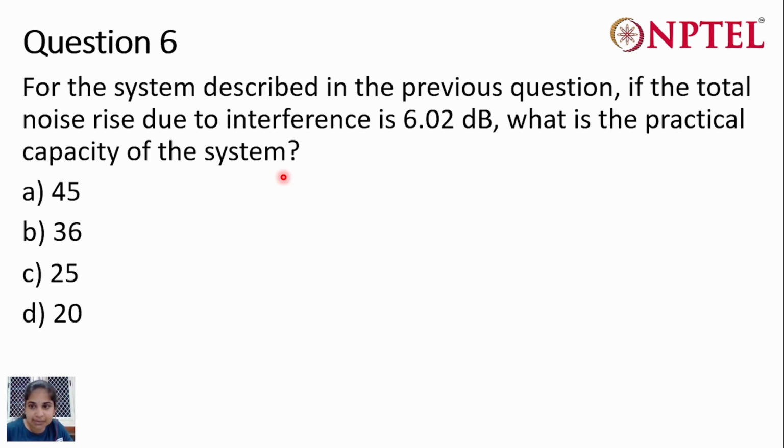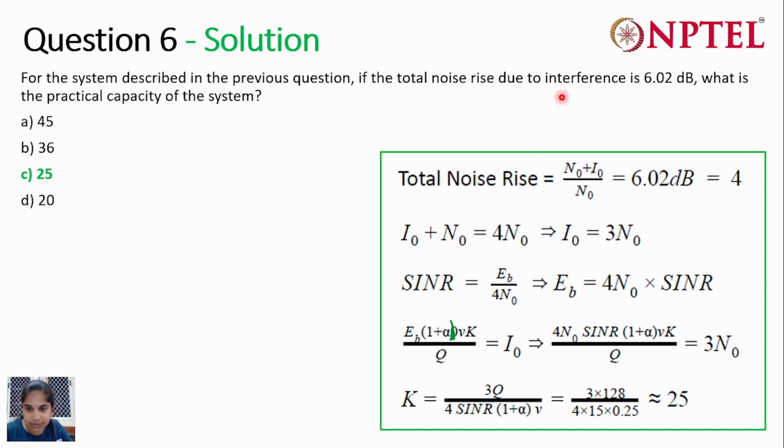So what do we understand by total noise rise? Total noise rise is the ratio of N naught plus I naught to N naught. This is given as 6.02 dB, so this is 4. Now you can rearrange to get the relation between I naught and N naught. SINR is EB divided by 4 into N naught. So we need EB, which is 4 into N naught into SINR.